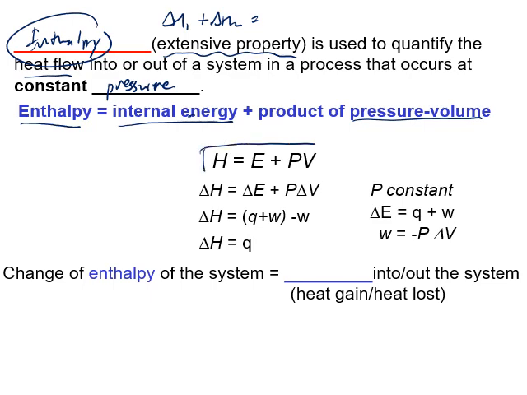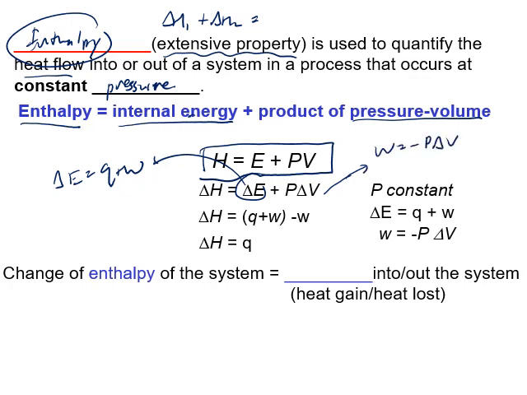H equal to E plus PV, and the process occurs at constant pressure. So therefore we don't have a delta P, so we only have P. Then we have delta H equal to delta E plus P delta V. As we learned previously, delta E is equal to Q plus W. And from W equal to minus P delta V, P delta V will be equal to minus W.